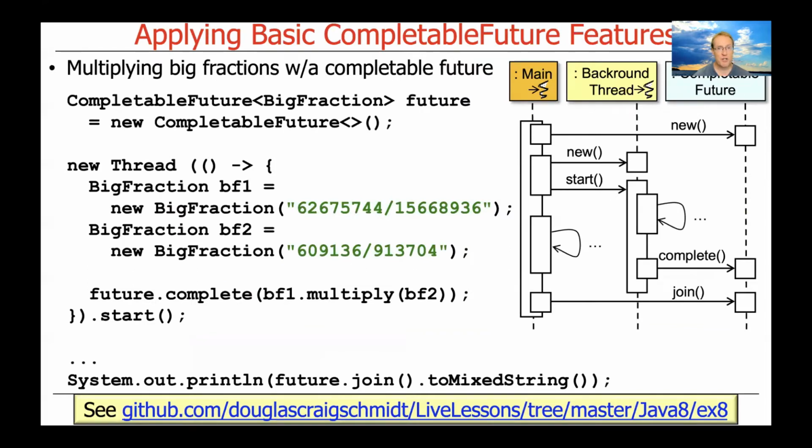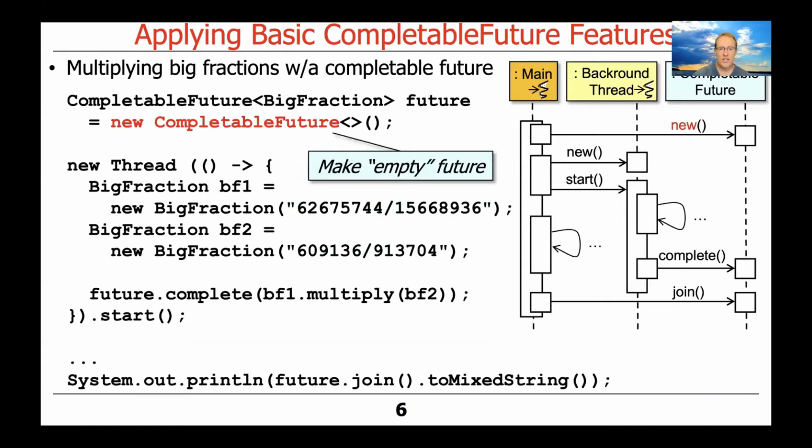So this is pretty much the same example we looked at before when we looked at future and how to program it. What we're doing here is we're going to multiply big fractions with a completable future. And this, again, is also available in my EX8 example in my GitHub repository. So if you take a look at this, we've got the code on the left-hand side and the visualization of the code on the right-hand side.